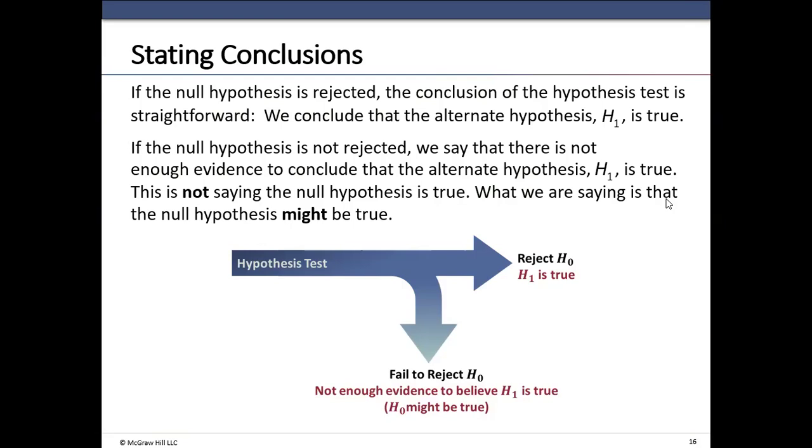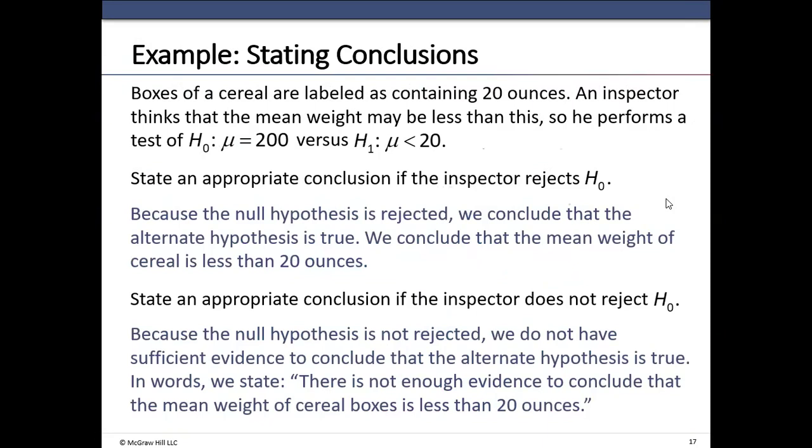So in that case, when there is not enough evidence to support the alternate, we fail to reject the null hypothesis and do not support the alternate hypothesis. Not enough evidence to believe H1 is true. H0 might be true.